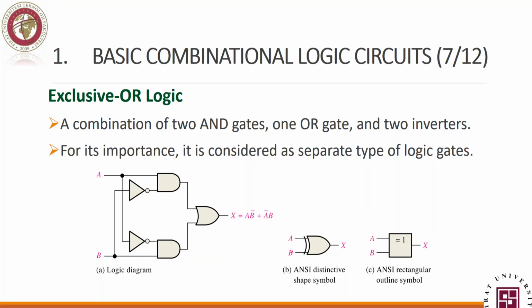Now, if we have A and B, the XOR output X is A not B or not A and B. This is the term. If you want to say A not B directly with no AND, it's totally fine. If you want to say A and not B or not A and B, that's also fine. If you want to use the short form, I usually try to use the short form, A not B or not A B directly.